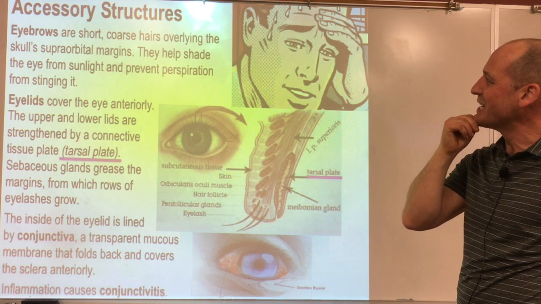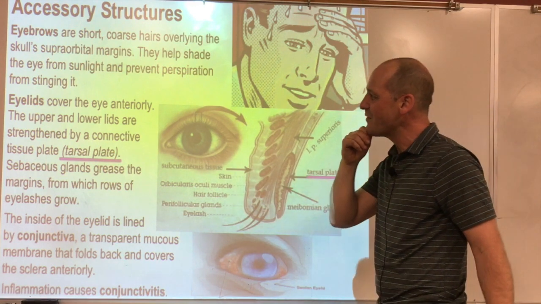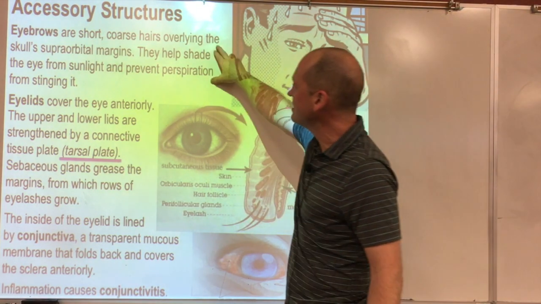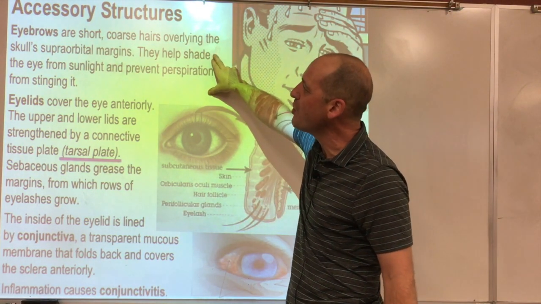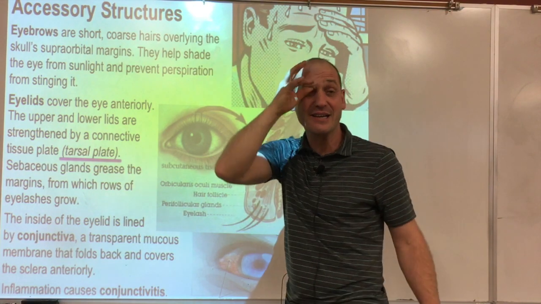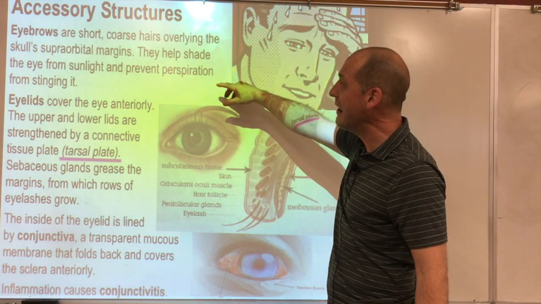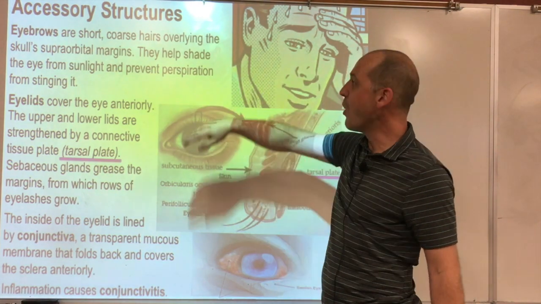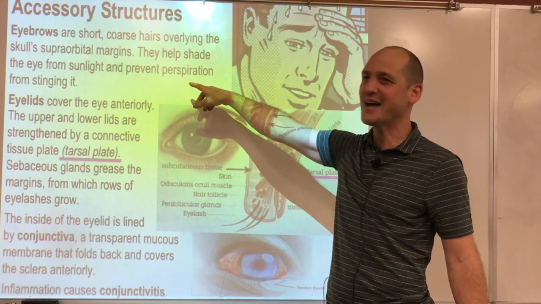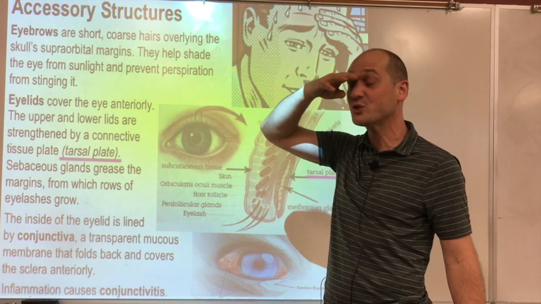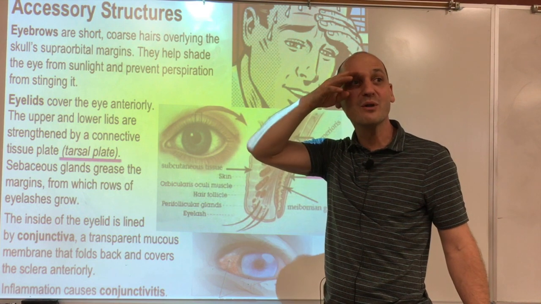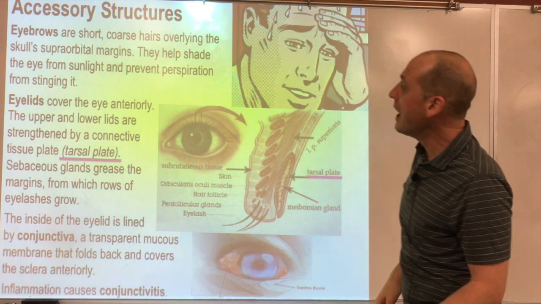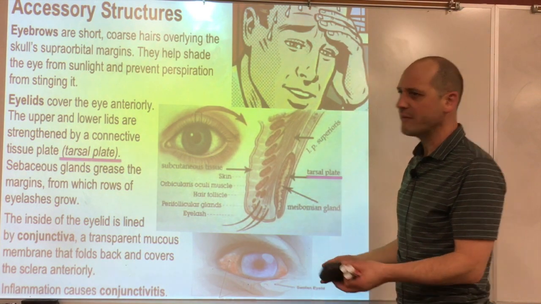That brings me to accessory structures. We have eyebrows and eyelids. Eyebrows are short, coarse hairs that overlie the skull's supraorbital margins. If you pluck them all out, they no longer help shade the eyes from sunlight, which is why you'd need a cap. They also help keep sweat above the eyeball when you work out. If they're gone, you need a band or something. We don't think of that when we think of beauty.